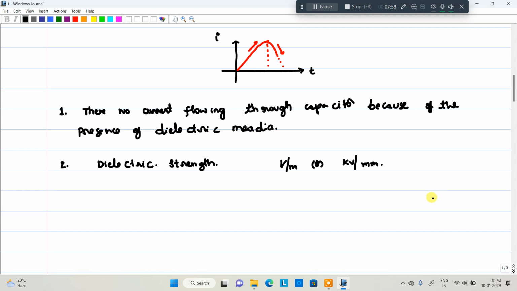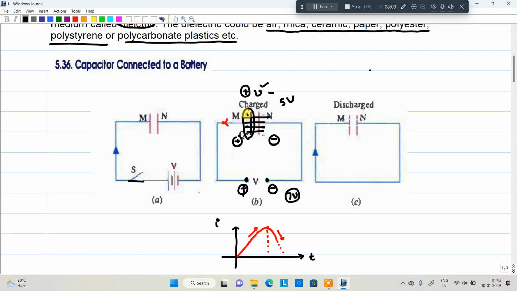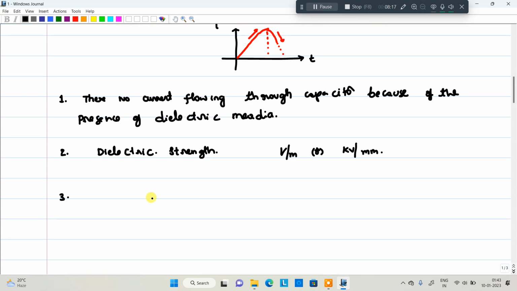Okay, next point you need to remember, whenever a potential difference exists between the two plates, an electric field is set up between them. Yes or no? Whenever potential difference occurs, definitely an electric field will be created. For that field strength, you need to remember the formula: E is equal to voltage divided by distance d. That is volt per meter. That is the electric field strength.